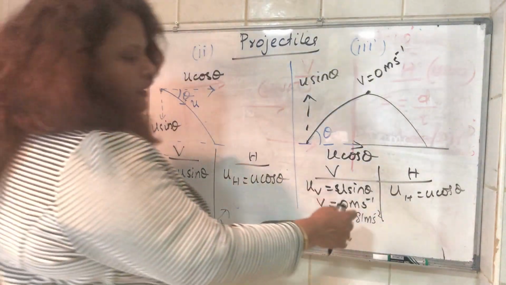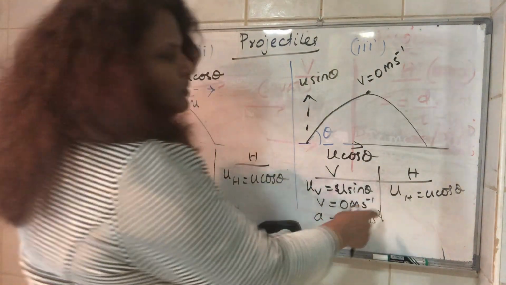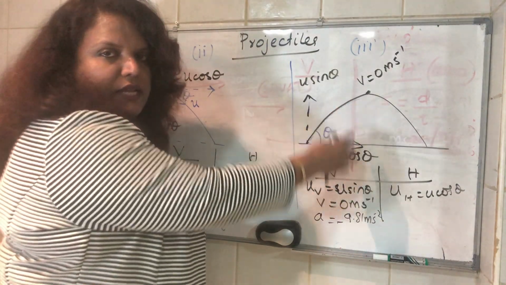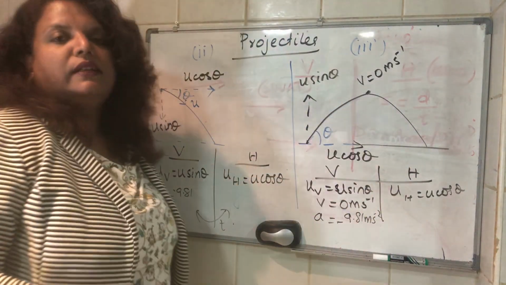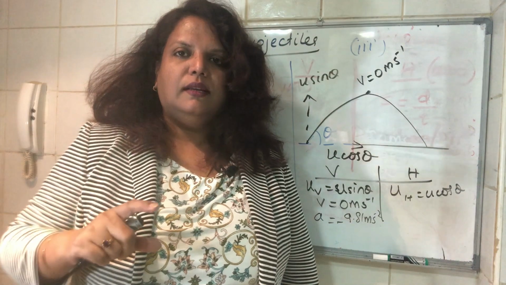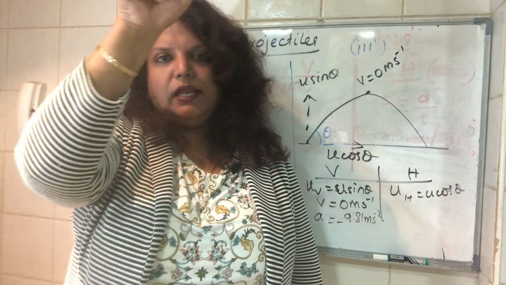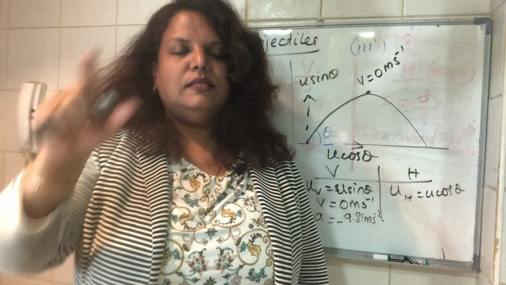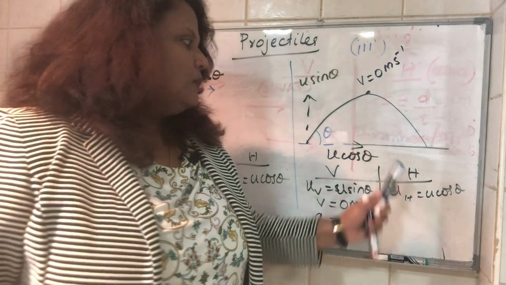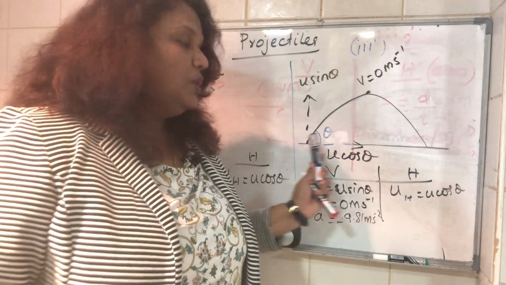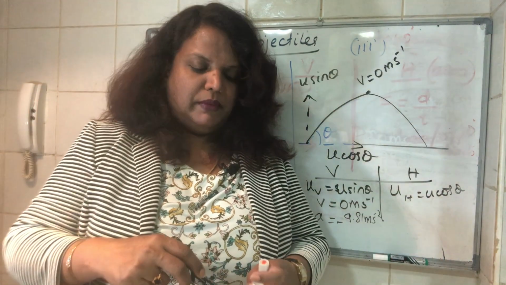And the time, if you find it here, you will get only half the range. You multiply it by 2 to get the whole range. Clear? Because it will take the same time to reach the maximum height, the same time it's going to take to reach the other side as well. So for you to get the total range, you have to multiply it by 2.